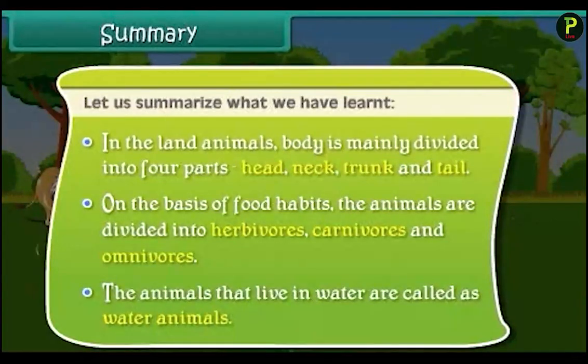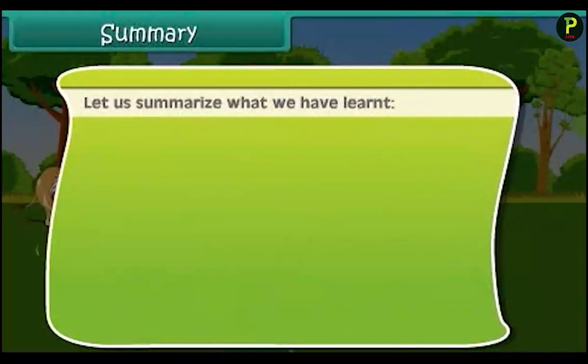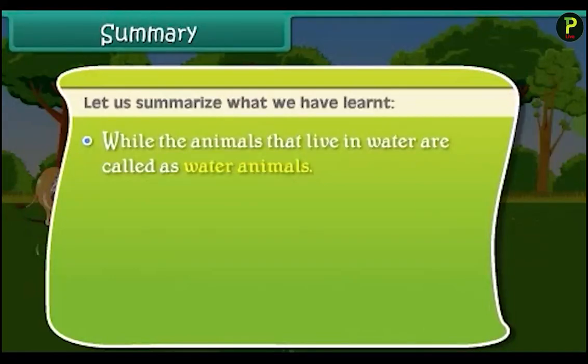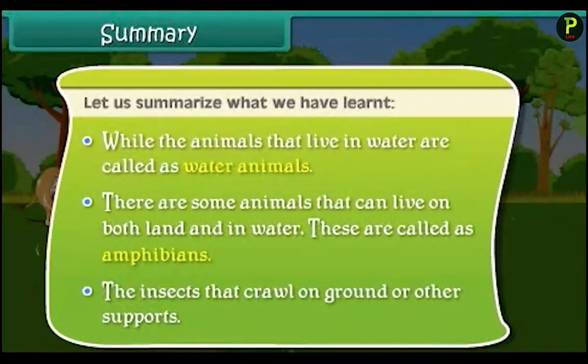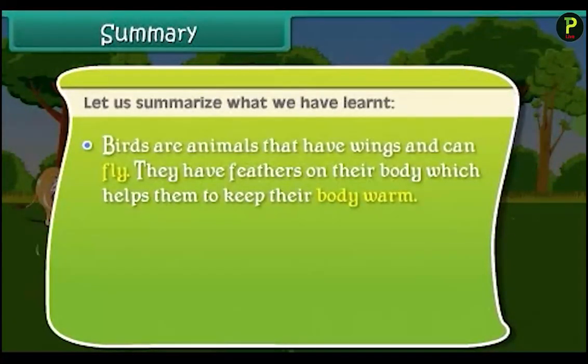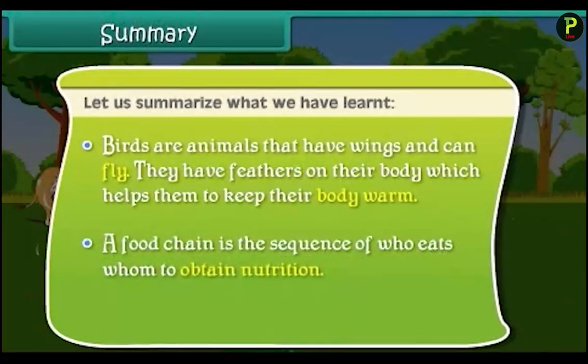The animals that live in water are called water animals. There are some animals that can live both on land and in water. These are called amphibians. Insects crawl on the ground or other supports. Birds are animals that have wings and can fly. They have feathers on their body which help them to keep their body warm. A food chain is the sequence of who eats whom to obtain nutrition.